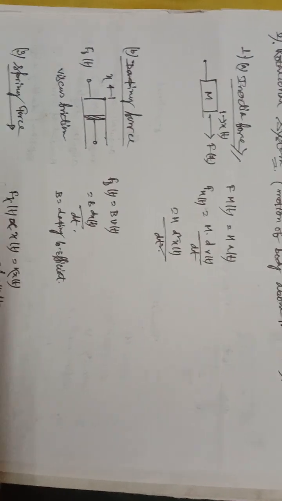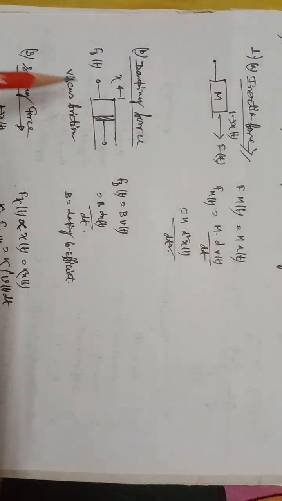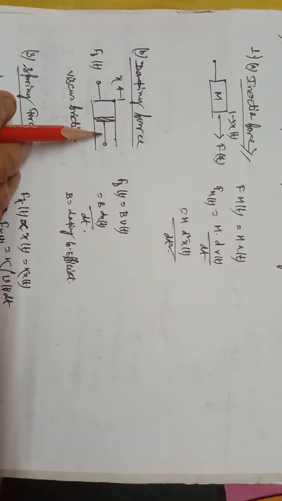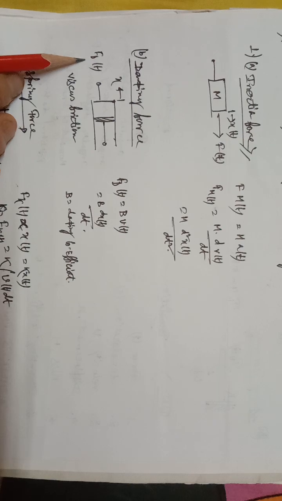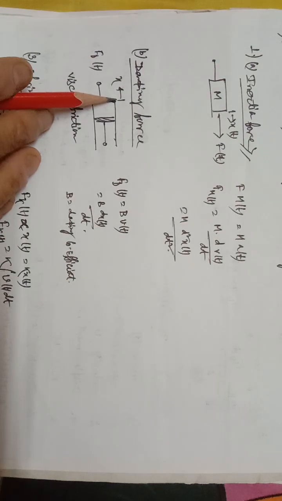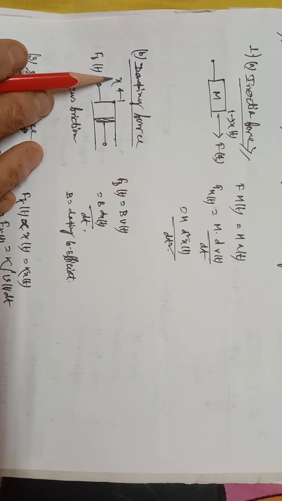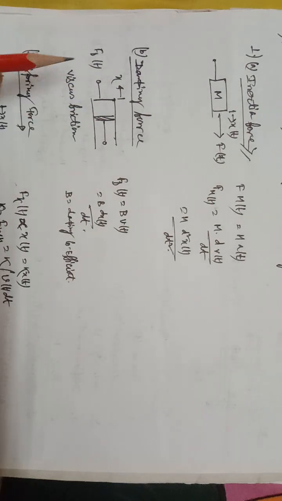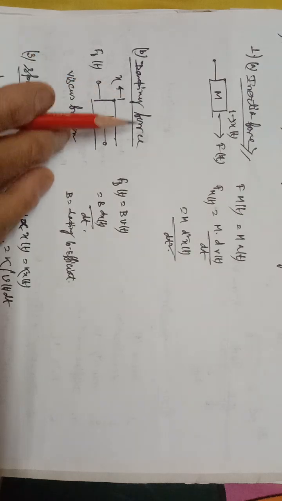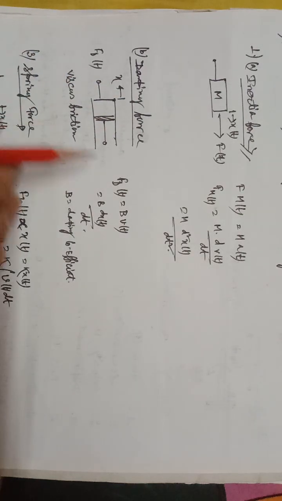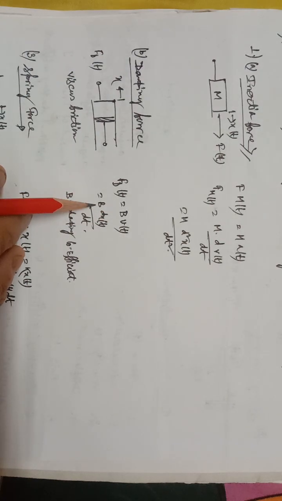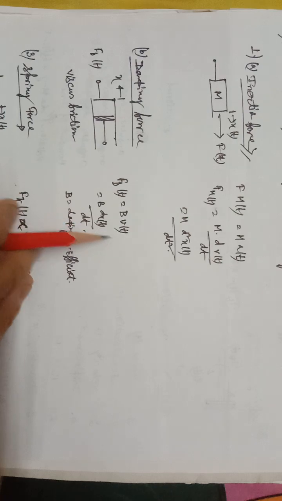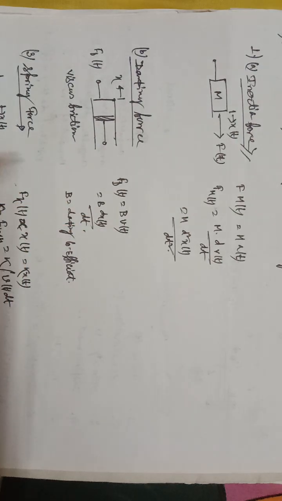Next, number two, we have to consider the damping force. The damping force is similar: here we apply the force f_d in this direction, and x is the corresponding displacement with respect to the applied force. In this case, it is considered as viscous friction. Then f_d(t) is equal to b into v(t), that is, b into dx by dt. Here b is the damping coefficient.